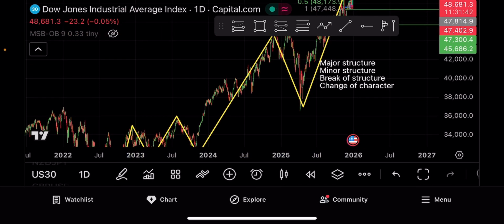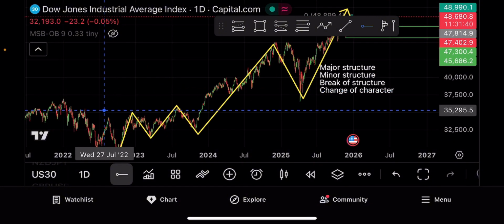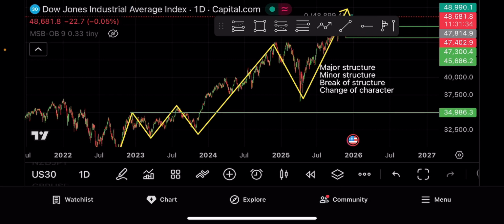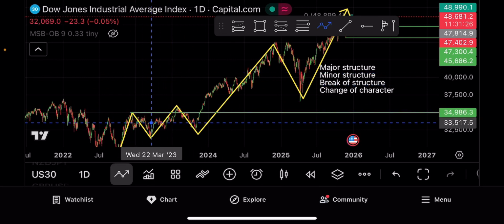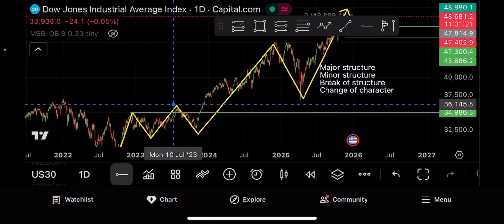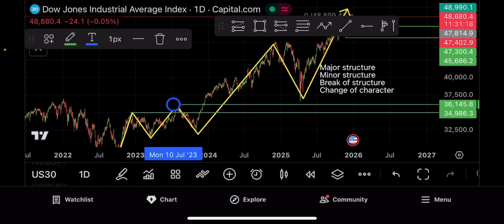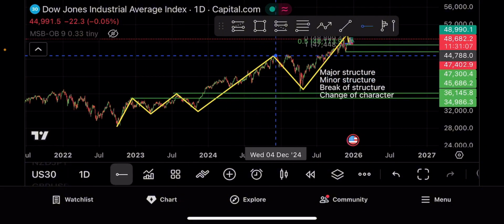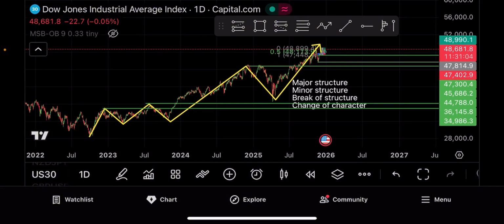So at every point we have a break of the previous high. Here we have a break of structure. This line now is a break of structure. Then if you move here, this is another break of structure. It shows that the trend is still upward, it's still going up, and it's not ready to reverse yet. Then here also, we have a break of structure.